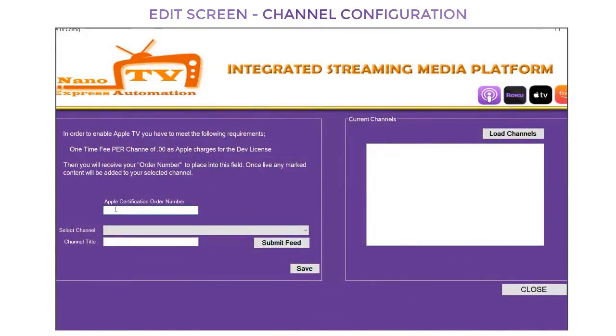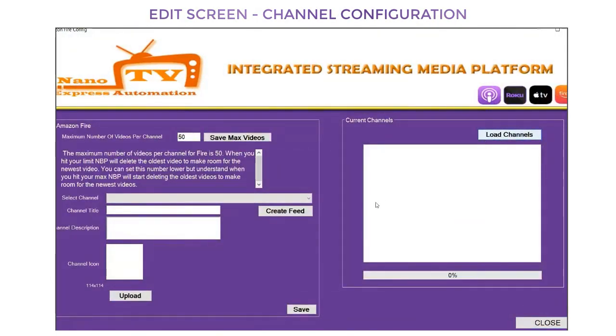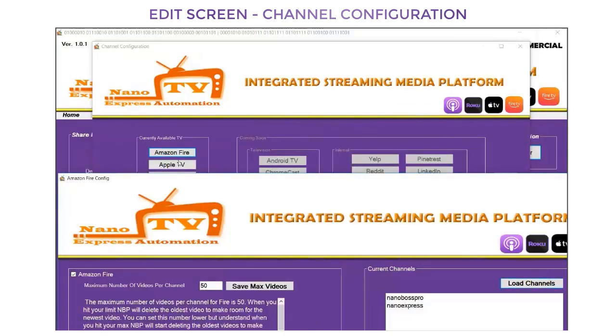We'll go over this later, but you will be able to, basically just grab, hold on for just a second. See what I did over here is I'm looking at my current channels in Fire that I have. So NanoBoss Pro, NanoBoss Express, these are current. So if you ever wonder what's being posted to Fire, I open the Fire screen right here.